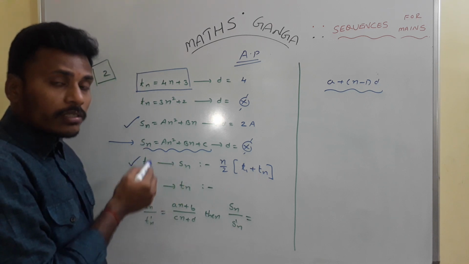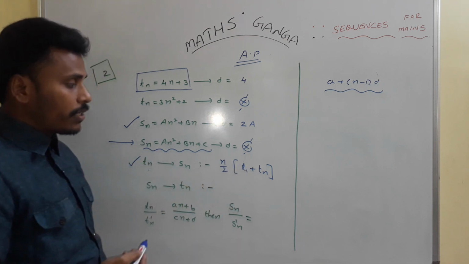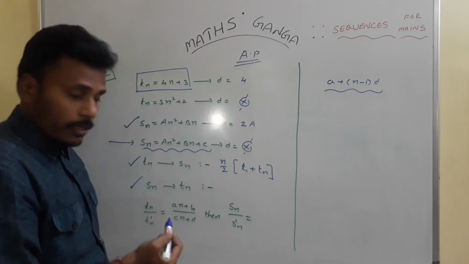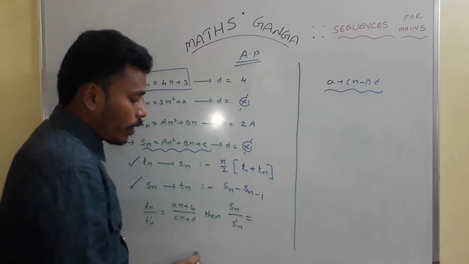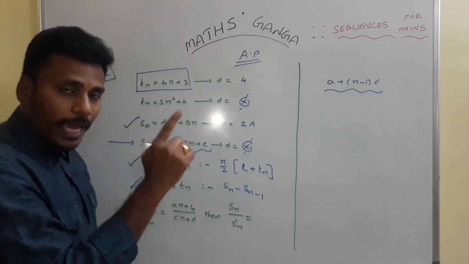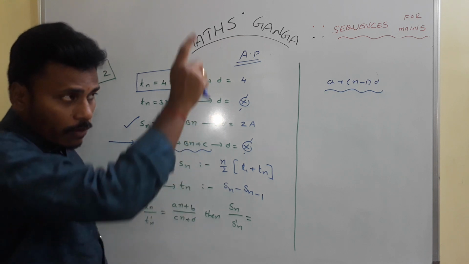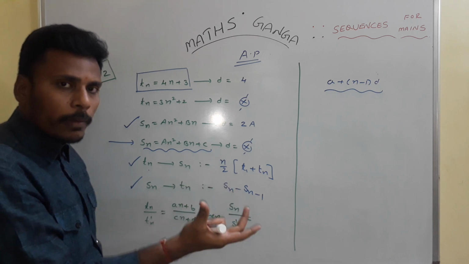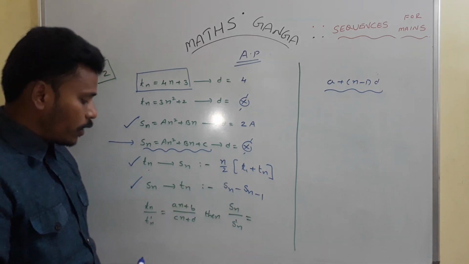If Tn is known, just replace n with 1, you will get T1, and use n by 2 times (T1 plus Tn) to find Sn from Tn. And getting Tn from Sn: see, Tn is nothing but Sn minus Sn minus 1. Sn is what actually? Sum of the n terms. What is Sn minus 1? Sum of n minus 1 terms. From the first n terms, you just remove n minus 1 terms, so automatically you are left with the nth term. So Tn is Sn minus Sn minus 1.